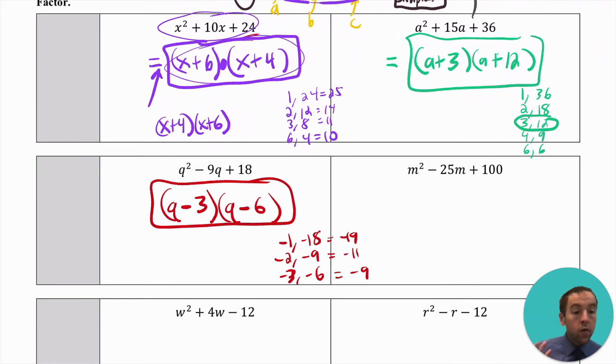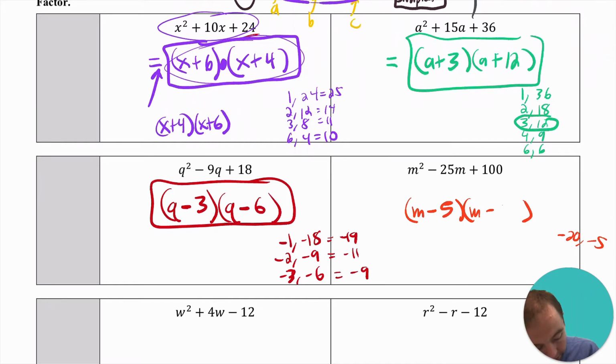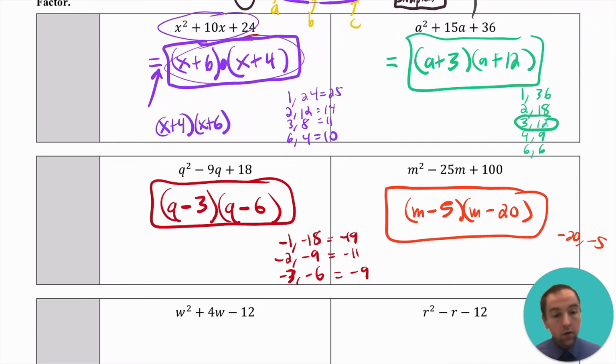So right next door, you see the same sort of scenario where the last number is a positive, but the middle term is a negative. So that should automatically clue you into the fact that this should have to be m minus and m minus. So both of those are going to have to be minus signs there. So you just have to find the pair of numbers that multiply to be 100, but add to negative 25. It does turn out that negative 20 and negative 5 do multiply to equal positive 100, but add to negative 25. So m minus 5 times m minus 20 is going to be the factored form of that expression.